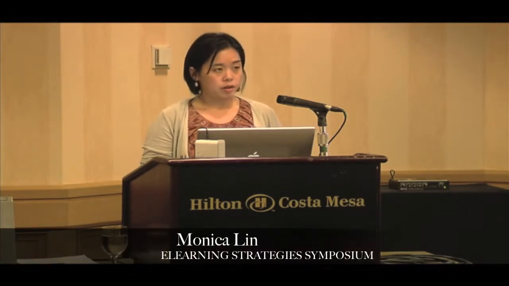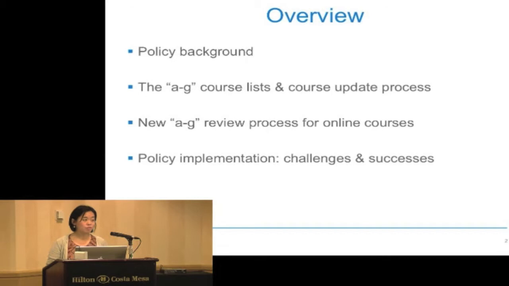After that is the real heart of the matter. I'll be going over the key components of the new A to G course review and approval process, letting you know who's involved, what needs to be done, what the criteria are. And then finally, because nothing is ever really simple and straightforward, especially when it comes to learning, I want to touch on some of the challenges and successes that we have seen thus far and talk about the new directions that UC would like to head in, especially with regard to online learning.